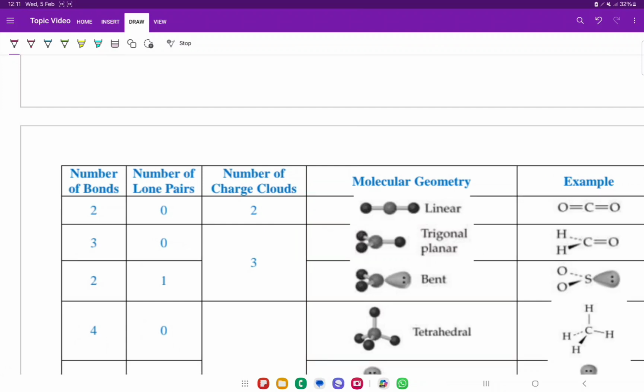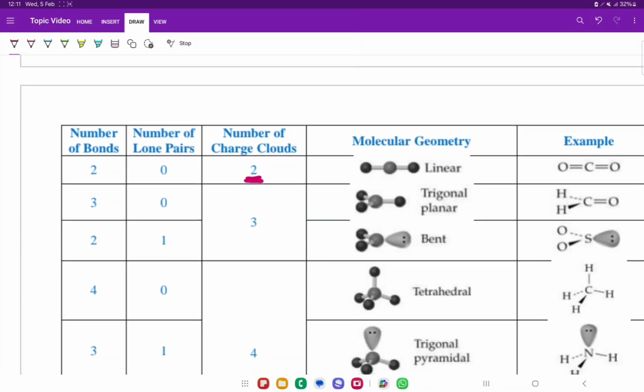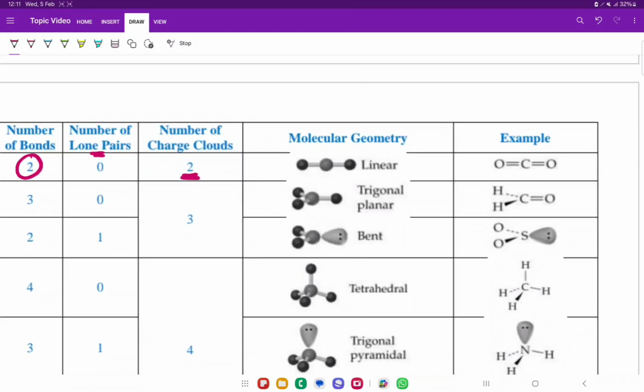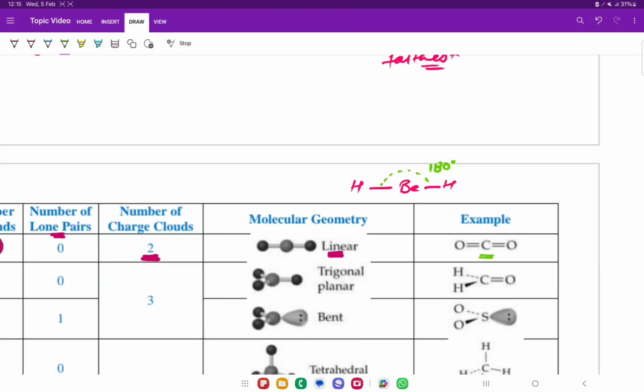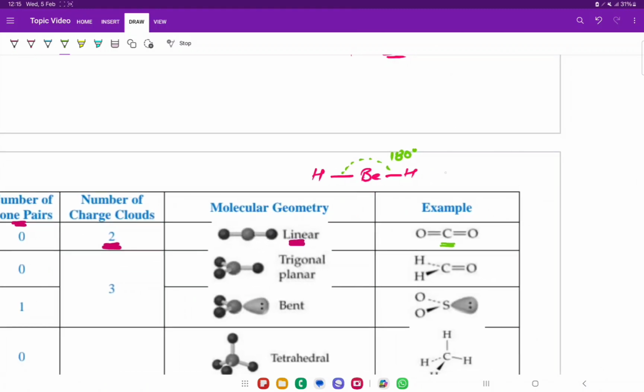To start with, if a molecule has 2 electron clouds, these are electron clouds, or we also call them charge clouds, and all of them are bond pairs. Number of bond pairs, all of them bond pairs, there's no lone pair. The shape and geometry at which these bond pairs can be arranged at the maximum distance is linear. Examples are carbon dioxide and beryllium hydride. BeCl2 also has linear shape and geometry because it has 2 electron clouds.